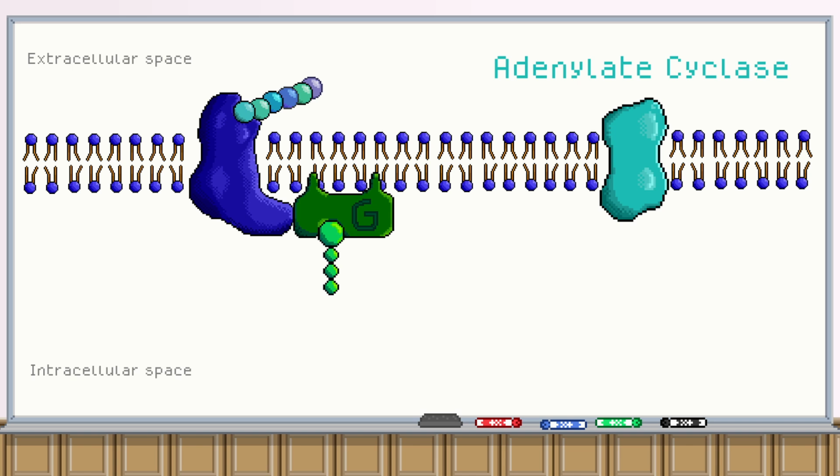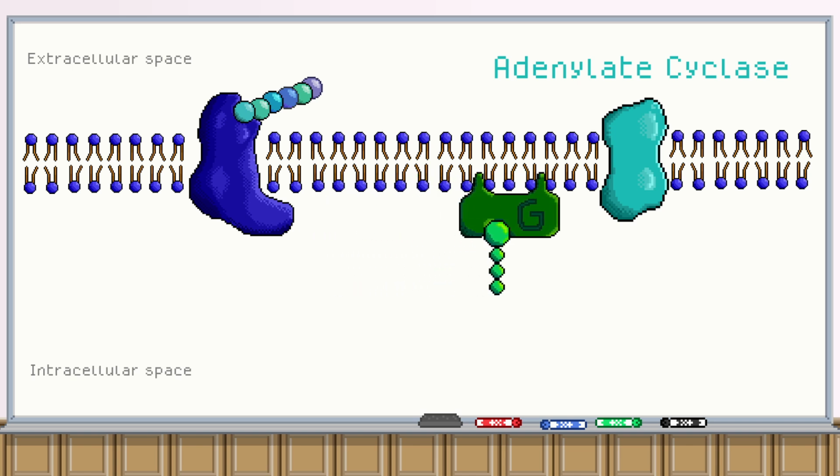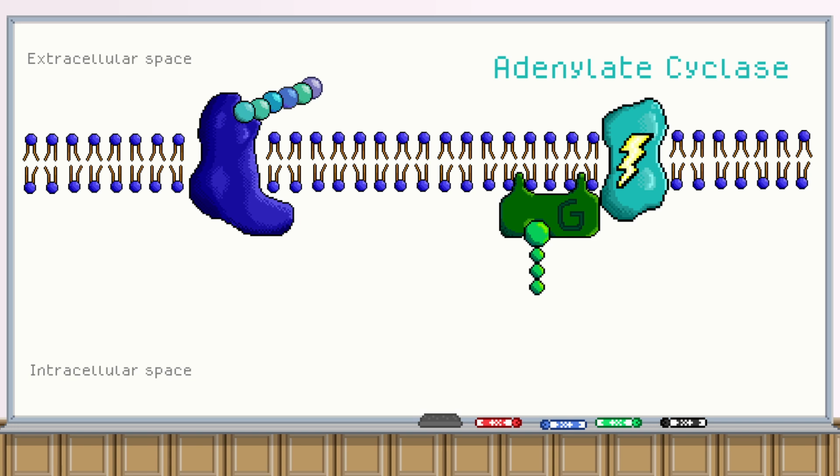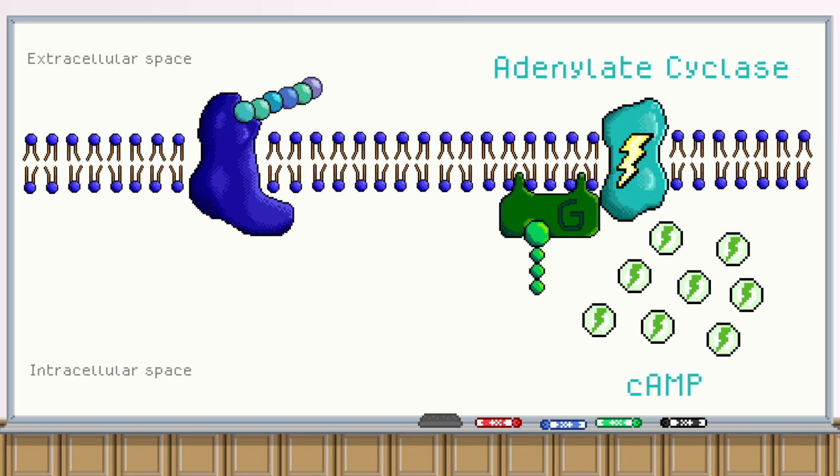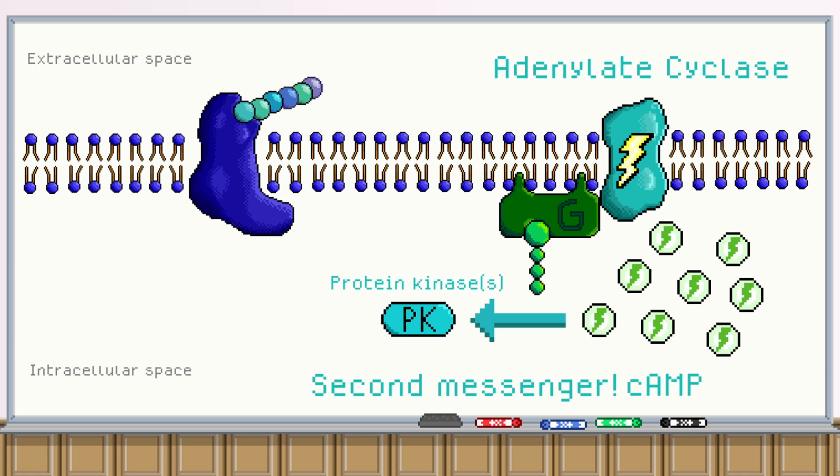Let's talk about the adenylate cyclase enzyme first. When adenylate cyclase is activated by this G protein, it's stimulated to increase the amount of cAMP, or cyclic adenosine monophosphate, within the cell. This cAMP is our second messenger. cAMP is required to activate the next enzyme in the pathway, which are protein kinases. The more cAMP we have, the greater the chance we have of activating protein kinases.